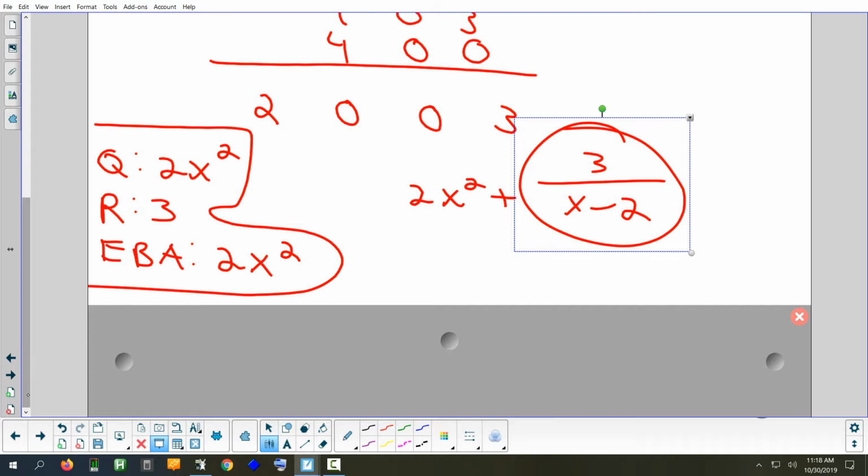Say when x is 1,000,000. If I take 2 times 1,000,000 squared and then add 3 divided by 999,998, this is so small that adding it doesn't even matter. That's why we don't care about it. That's why the remainder is not important, because as x gets bigger, it basically shrinks down to nothing.